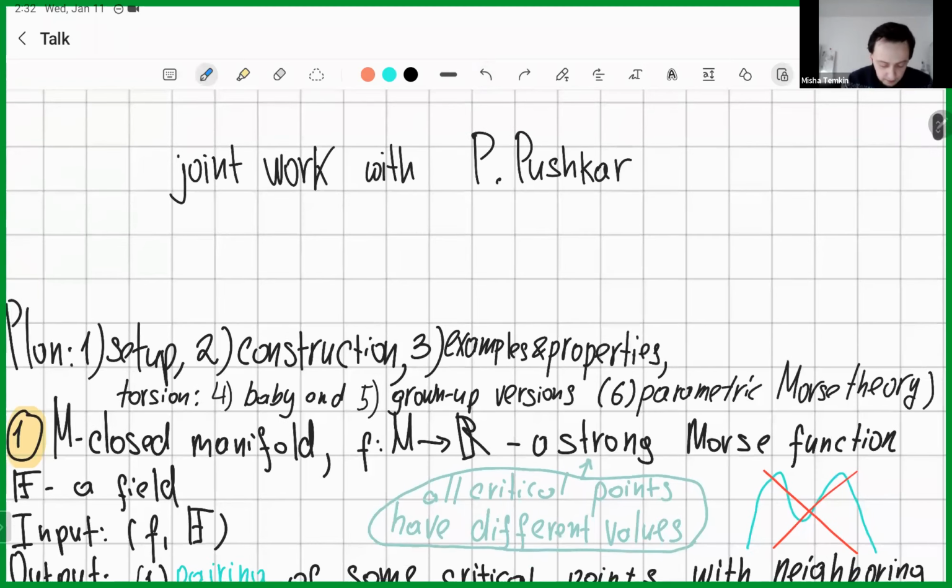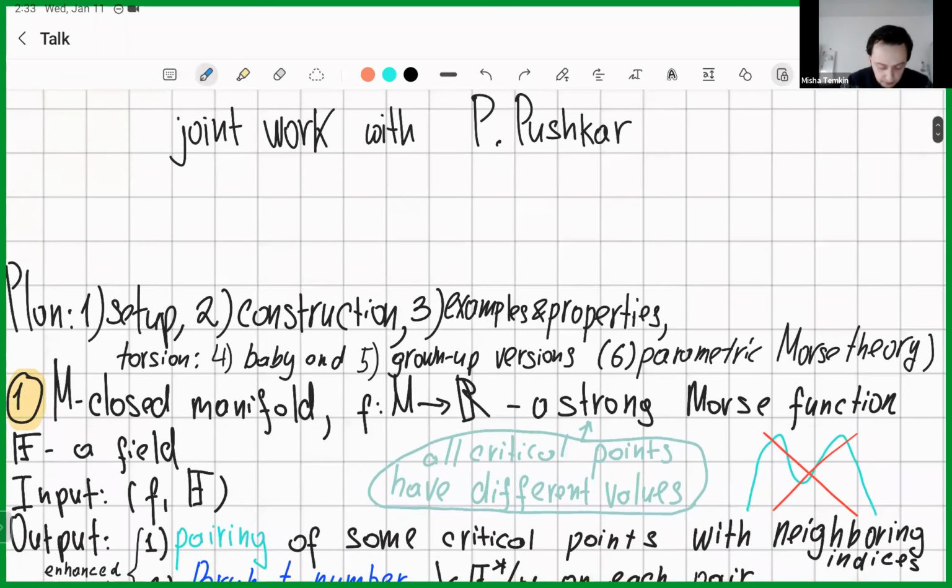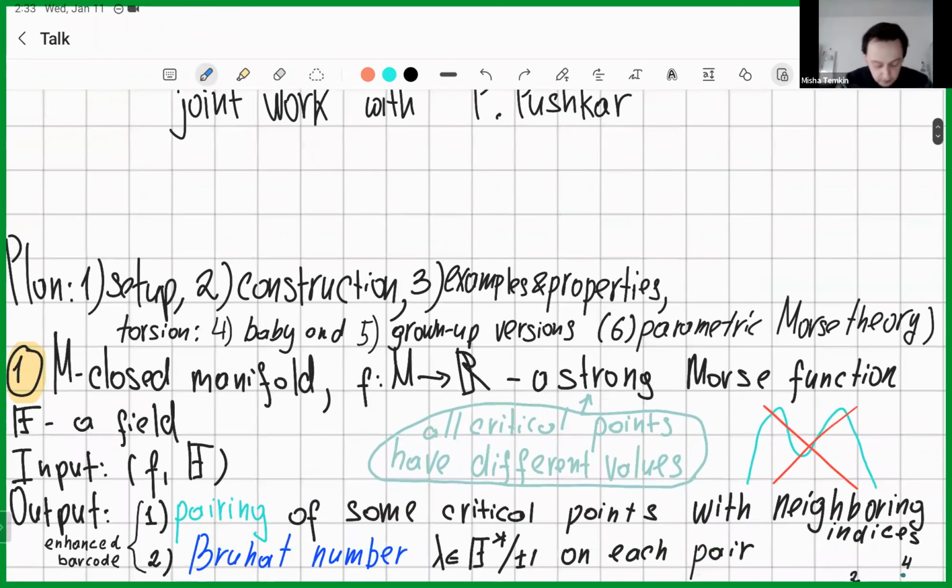And big F is a field in the algebraic sense, a ring with division. So the invariant takes as an input small f and big F, a strong Morse function and a field. And the output of this invariant is twofold. It's called the enhanced barcode. The first part is the pairing of some critical points with neighboring indices. And second, the Bruhat number, which we denote as lambda, on each pair. By number, I mean a non-zero element of the field defined up to sign.